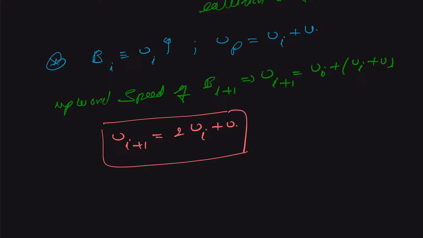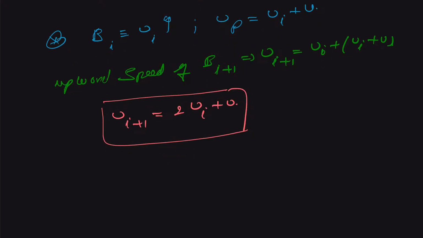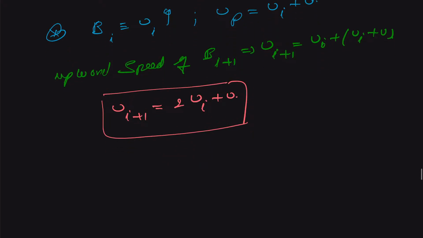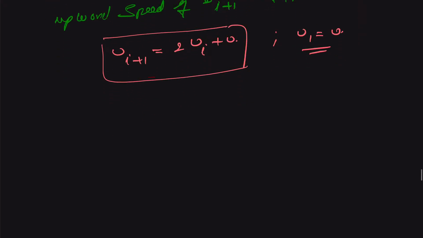And this will be a recursive process. So we can expand it for n number of times, and this is V_{i+1} = 2V_i + V, and we also know that our V1 is equal to V in the first instance. Therefore, let us suppose we can find out our V2.